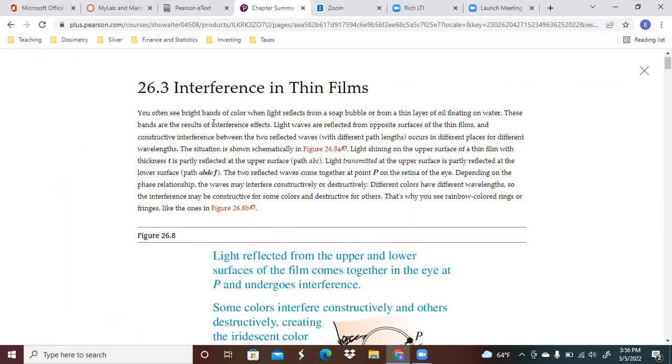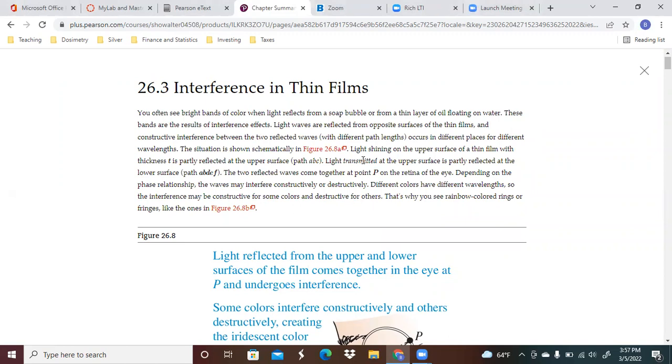So you often see bright bands of colors when light reflects from a soap bubble or from a thin layer of oil floating on water. These bands are going to be the result of interference effects. So light waves are reflected from opposite surfaces of thin films, just like you saw in the summary. In constructive interference between the two reflected waves, different path lengths occur in different places for different wavelengths.